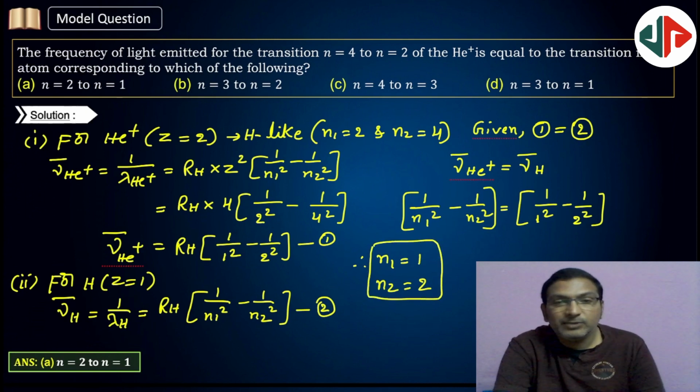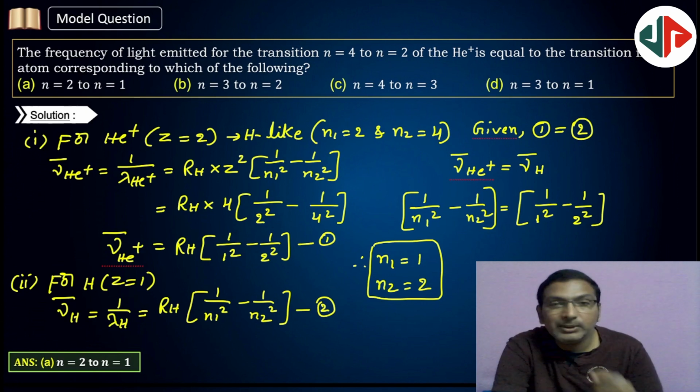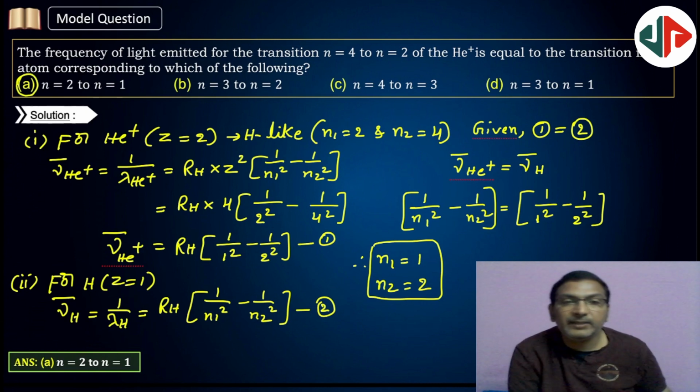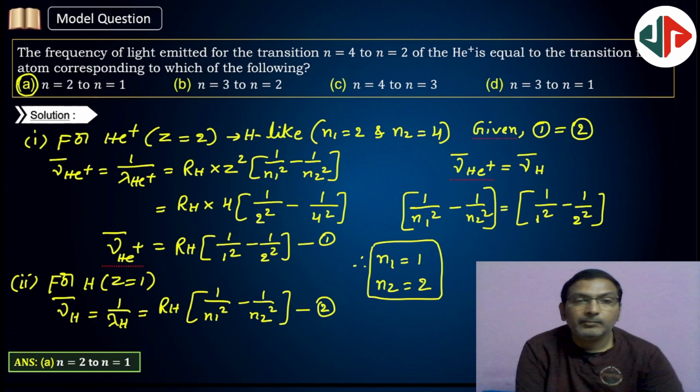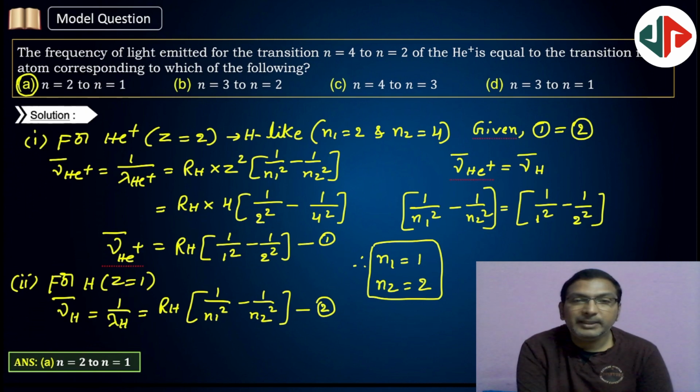So here it is transition from 2 to 1. In helium, 4 to 2 transition will be equal to 2 to 1 transition in hydrogen. Therefore, option A, very important problem. For He plus and hydrogen, frequency is same. Frequency means you can take it as wave number. Equating these two expressions will get N1 and N2 values. For helium, transition will be 4 to 2 and hydrogen 2 to 1 to get same frequency transition.